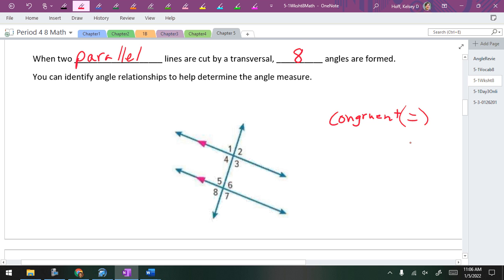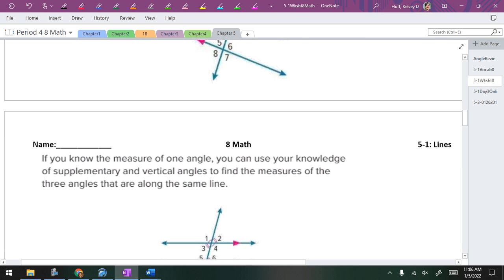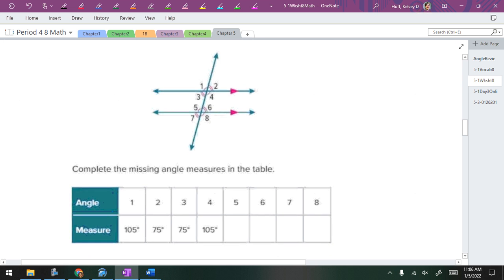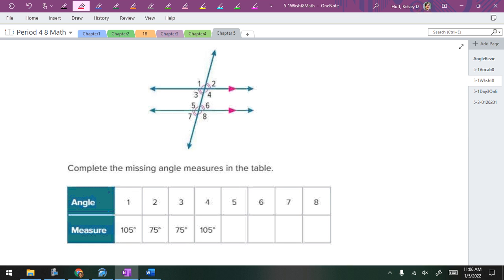All right, so we flip it over. If you know the measure of one angle, you can use your knowledge of supplementary and vertical angles to find the measure of 3 angles on the same line. So if they tell us angle 1 is 105, they've already filled in 75, 75, and 105, but somebody tell me, how did they get those degrees? If all I was going to tell you was that 1 is 105, how could I figure out 2, 3, or 4?